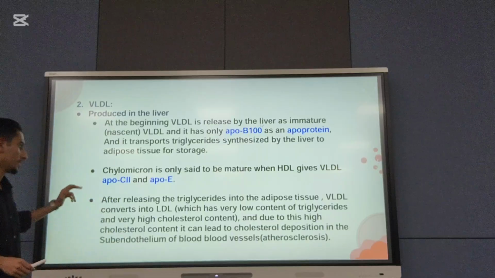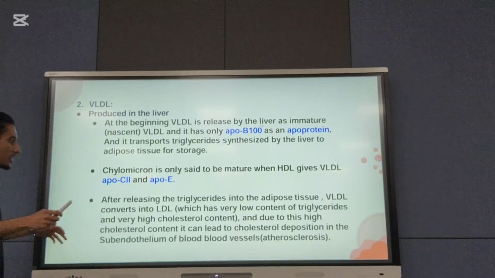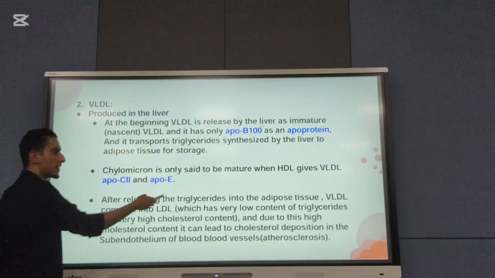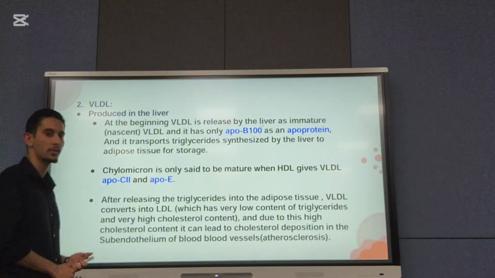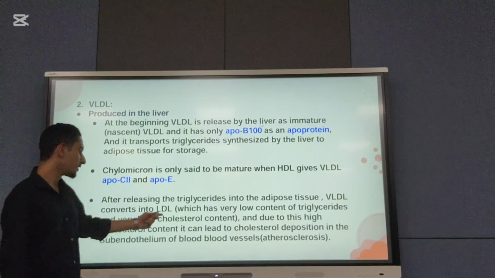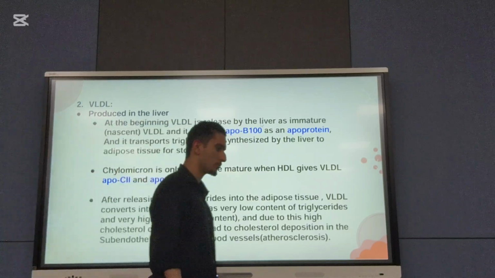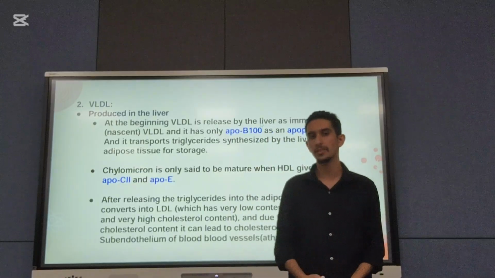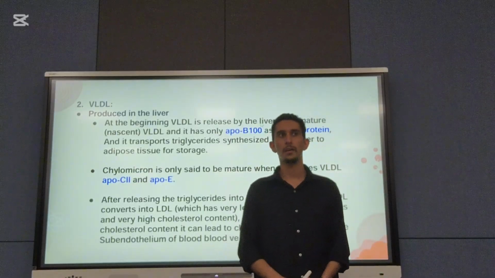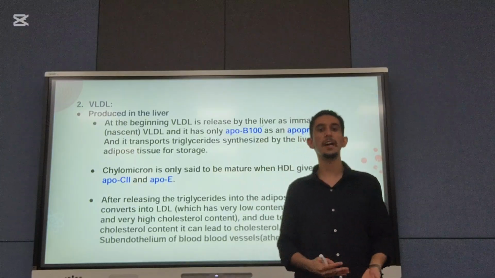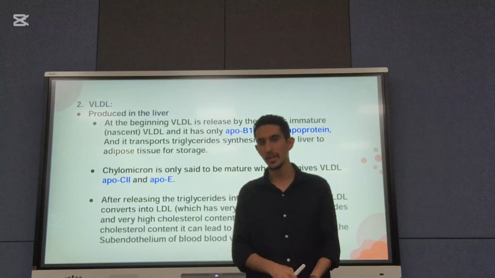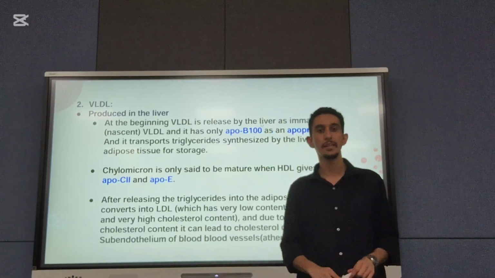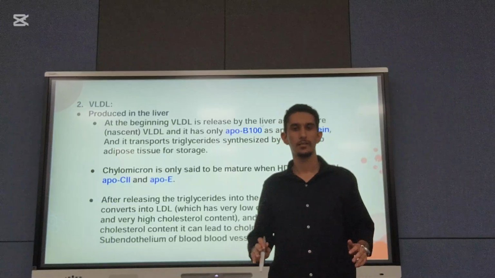تمام؟ Okay. بعدين نفس الستوري. After releasing the triglyceride into the adipose tissue, VLDL converts into LDL. Okay, now we need to talk about this in more depth. Converts into LDL. هلا, there's something we should know. Chylomicron, after it released the triglycerides into the tissues, became a chylomicron remnant. What about VLDL? When it releases the triglyceride, it will be called LDL.